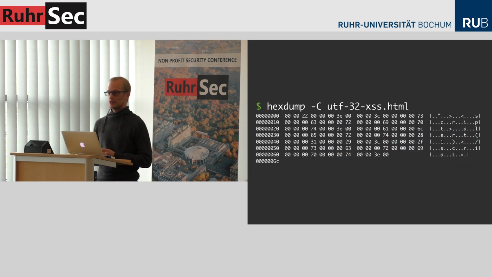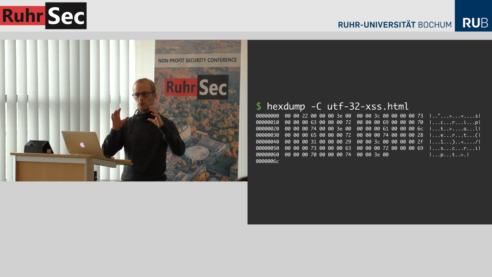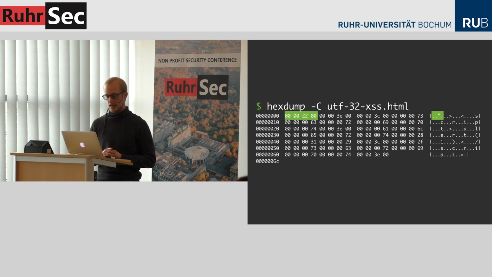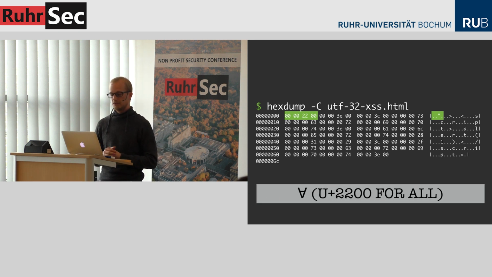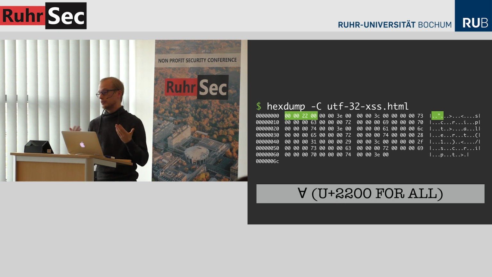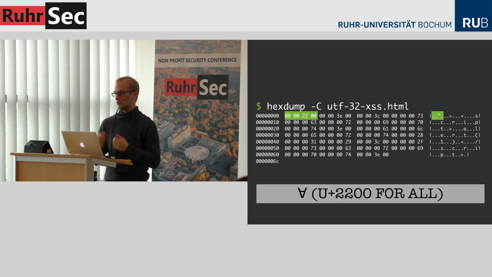Now, UTF-32 was the fixed-width encoding that we talked about. It takes 4 bytes to encode a single code point. So this is the first code point here, these 4 bytes. And yeah, it's the for all symbol. It's a Unicode code point. But if you look at the ASCII representation on the right, or the UTF-8 representation, you get 3 null bytes and a double quote.